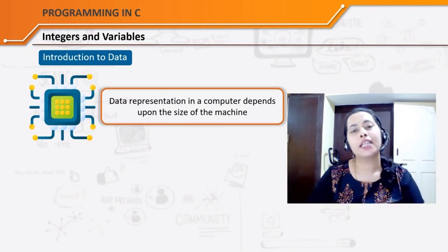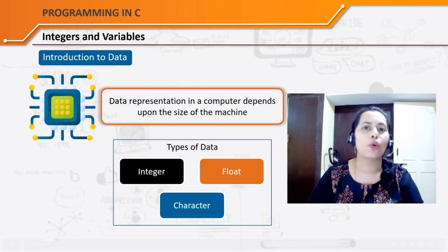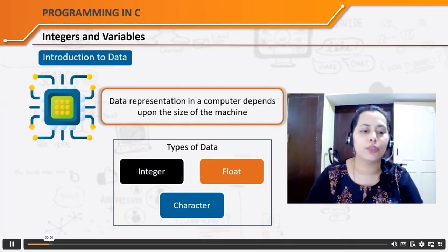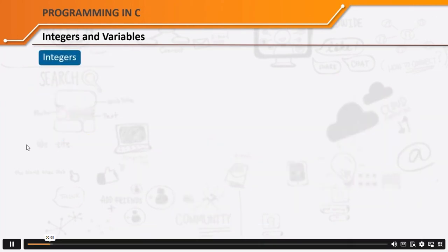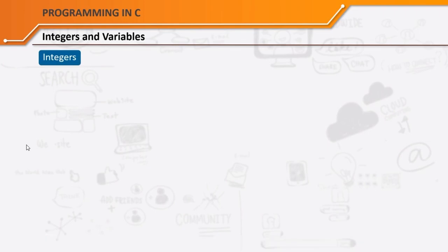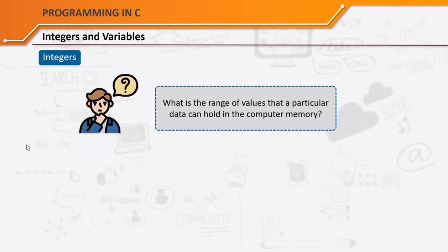As we understand that there are different kinds of data such as integers or float values or characters that we use, this word size allows us to further understand what range of values a specific data can occupy within the computer's memory. One such data being integer, integers can be defined as whole numbers with a specific range of values.